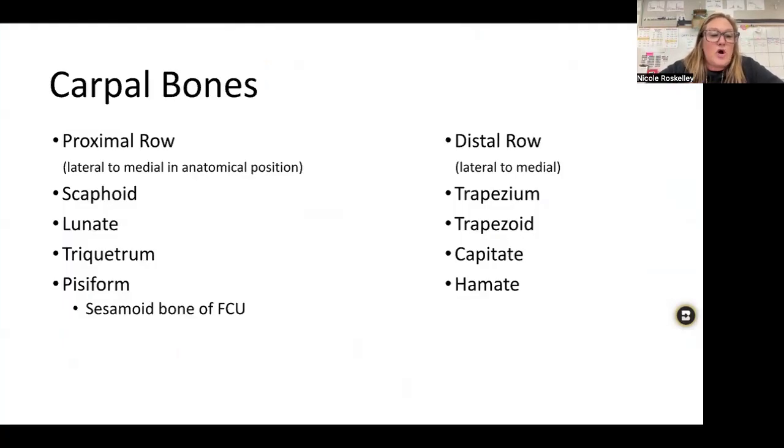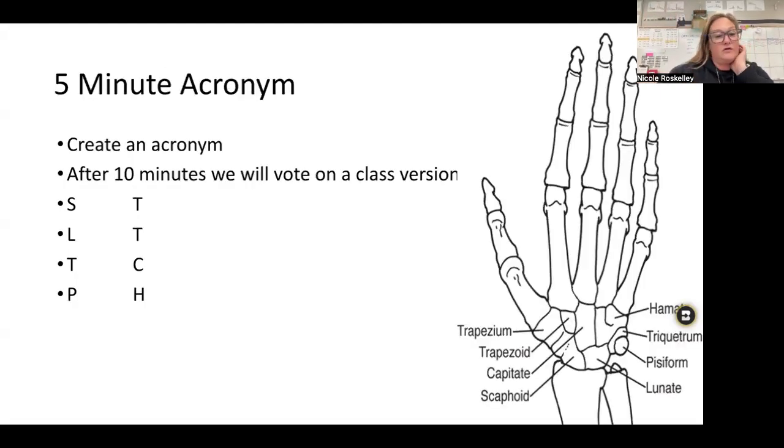So the first thing is our proximal row. What does proximal mean? Everybody think about that for a minute. What does proximal mean versus what does distal mean? Proximal means closer to the core of our body, and distal means farther away. So the proximal row, the ones more here, are scaphoid, lunate, triquetrum, and pisiform. And then the distal row, farther away, is trapezium, trapezoid, capitate, and hamate. And we're going to learn where those are, and I actually have a video for you.